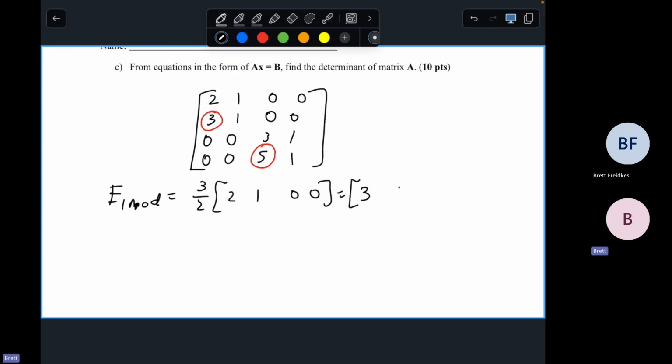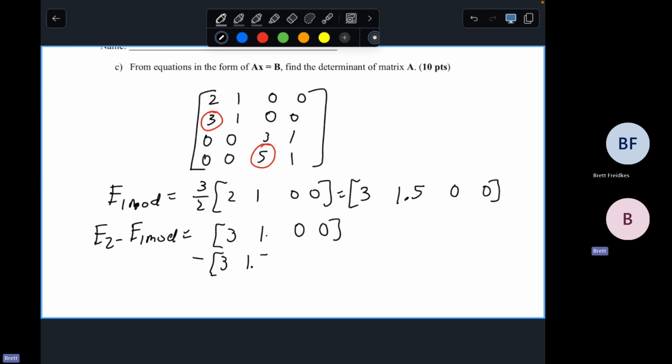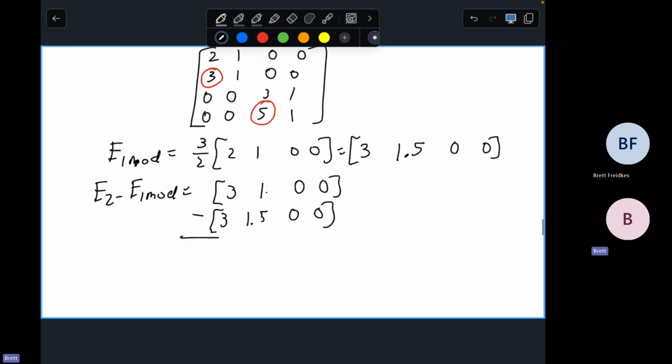That will be 3, 1.5, 0, 0. We'll do E2 minus E1 mod. E2 is 3, 1, 0, 0 minus 3, 1.5, 0, 0. That's negative 0.5 with a bunch of zeros. I know I went through that quickly, but does it make sense? That okay? Okay.